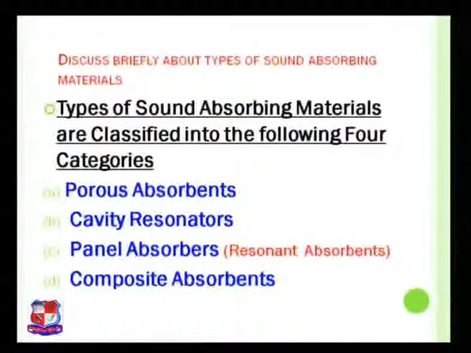The first one is porous absorbent. The second one is cavity resonator. The third one is panel absorbers, also represented as resonant absorbents. And the fourth one is composite absorbents. So these are the 4 types classified for sound absorbing materials which you are going to study in our question. Let us move towards the first point, that is porous absorbent.